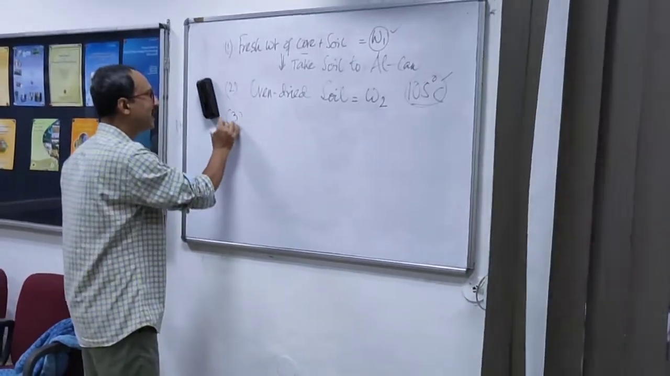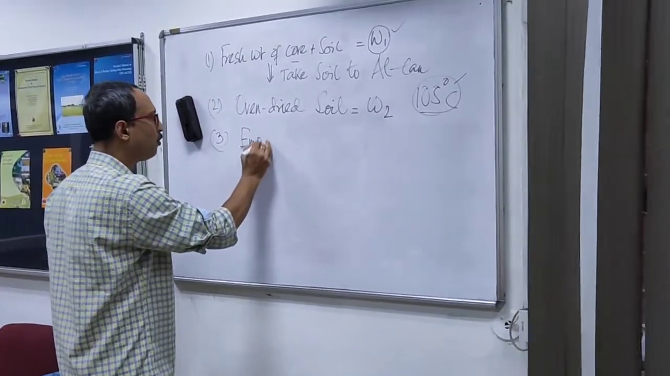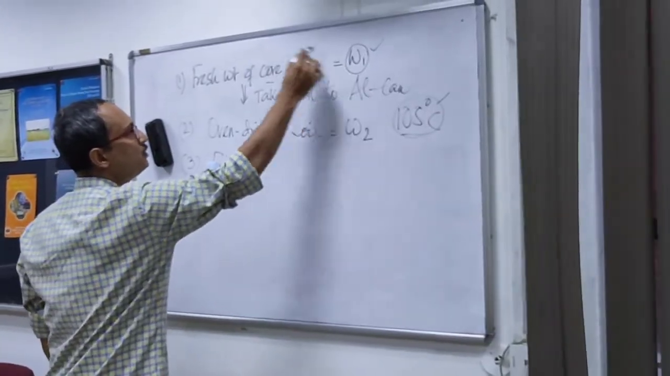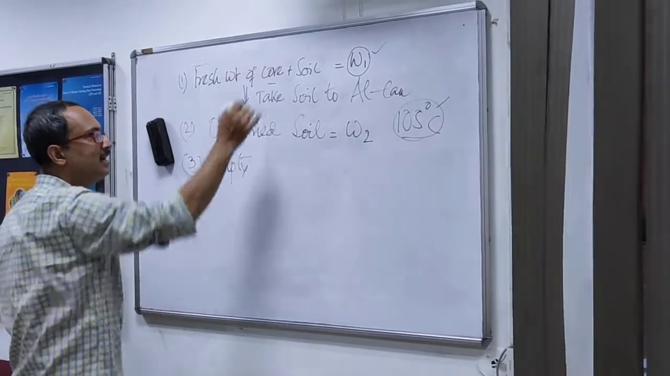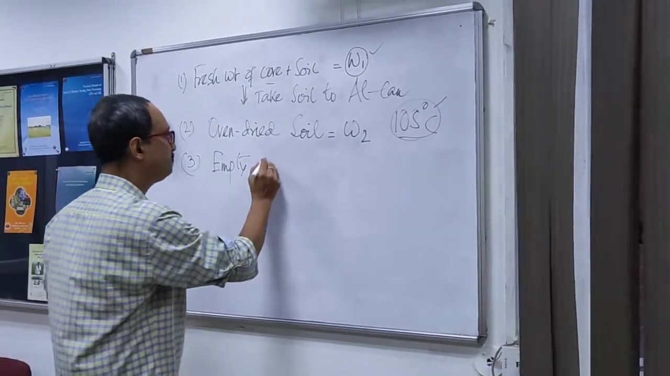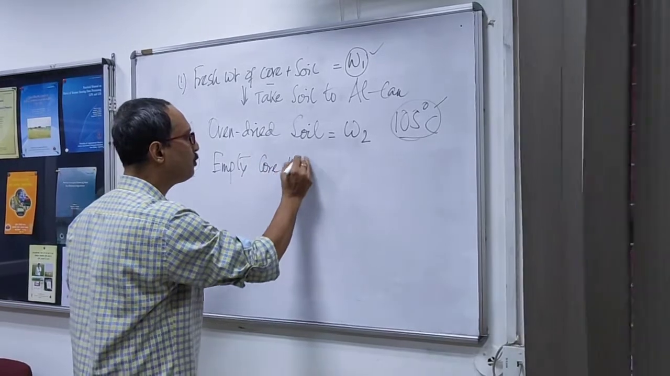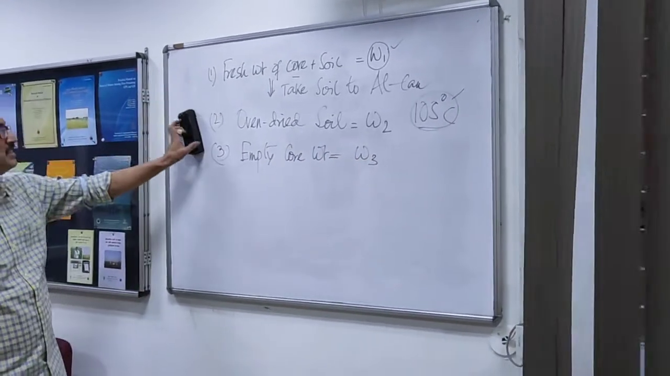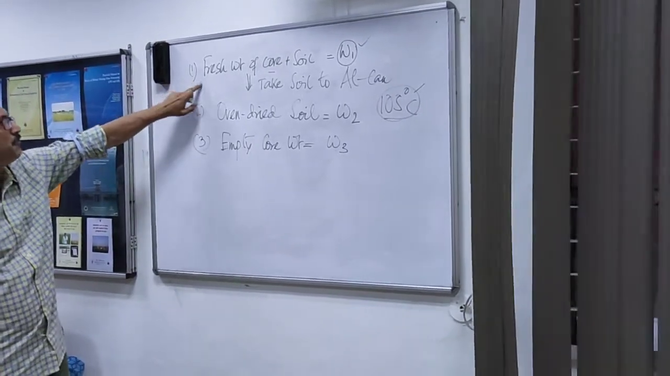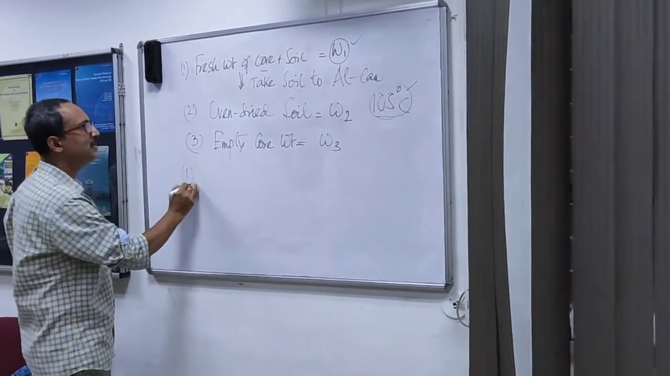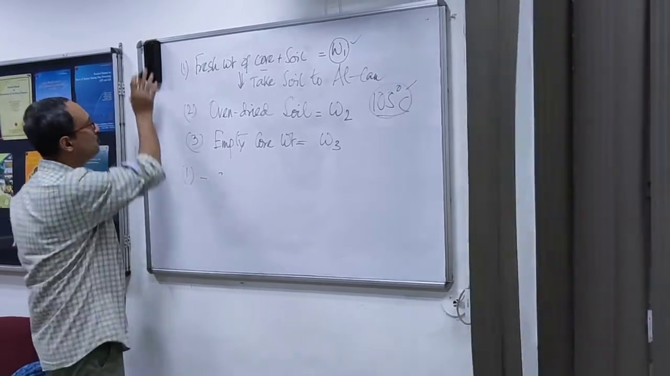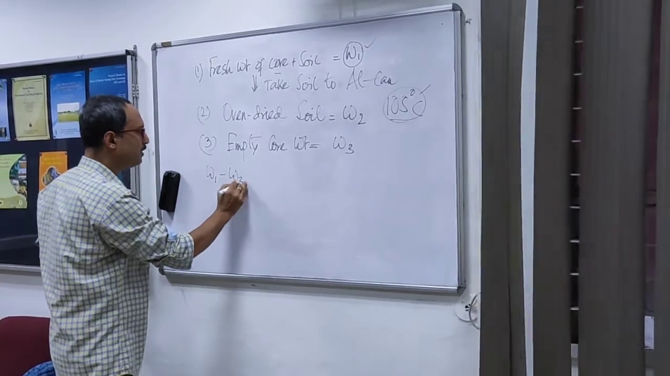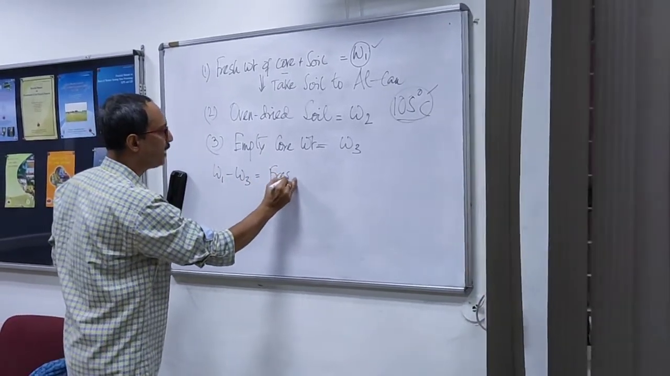Then you have to take the empty core weight, because the core is there. If you use the aluminum can you need not have the core weight here, but the core weight will definitely be required. So I will put the empty core weight as W3. It's just a simple calculation: if you subtract W3 from W1, W1 minus W3, you will get the fresh soil weight.